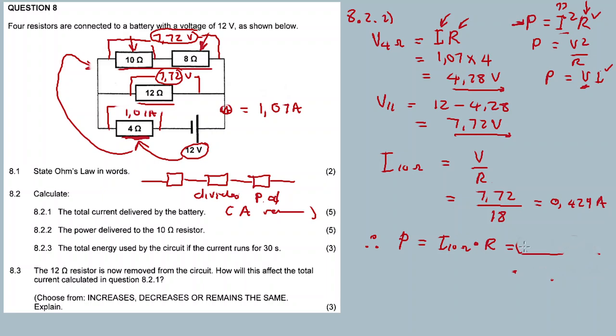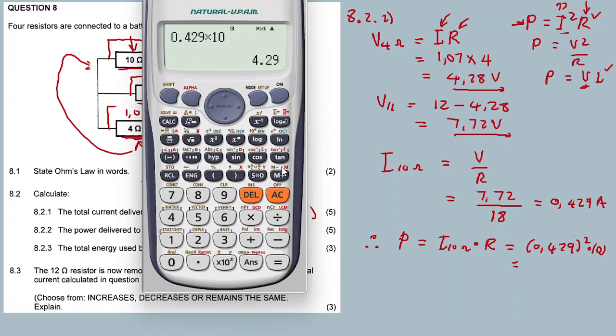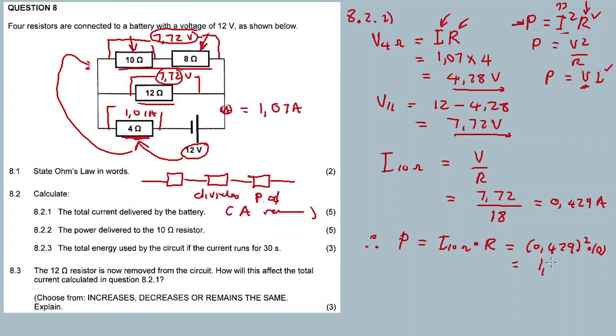Why is my power so high? Alright, it should be squared here: 0.429 squared times 10. It should be squared. Actually it's I squared R according to the formula. Then we square this value, and we get 1.84 watts as the answer. Okay.